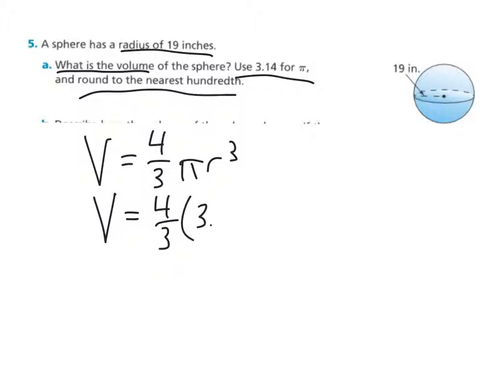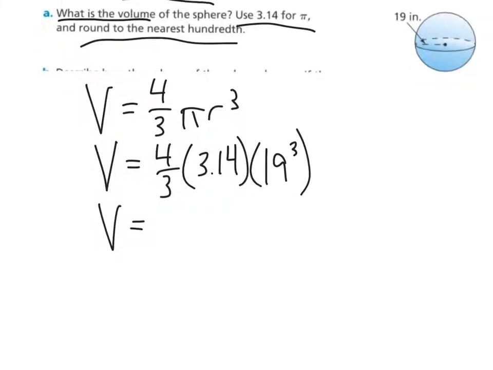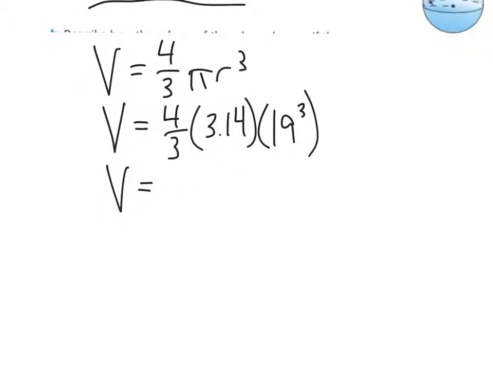So for pi, they just said use 3.14, and they actually told us the radius. Just remember, make sure you have the radius. If they give you the diameter, remember you have to take half of that in order to find your radius.